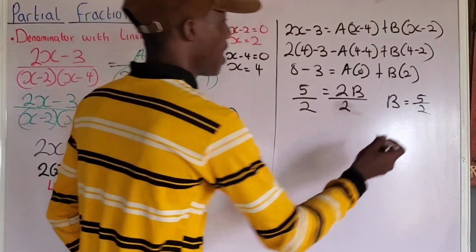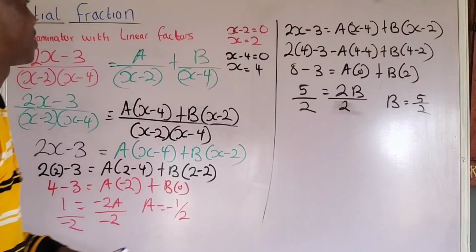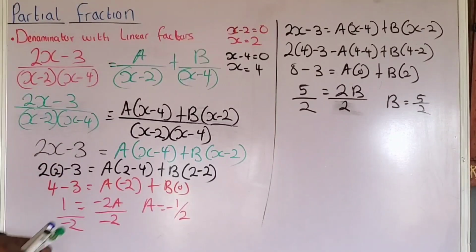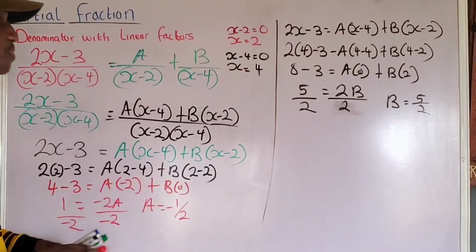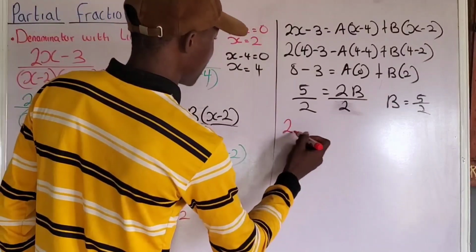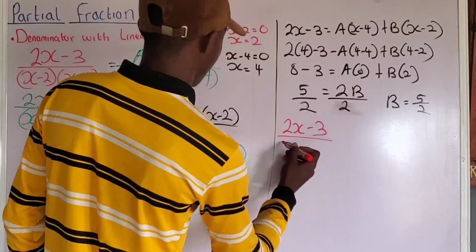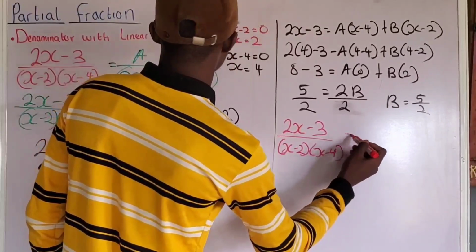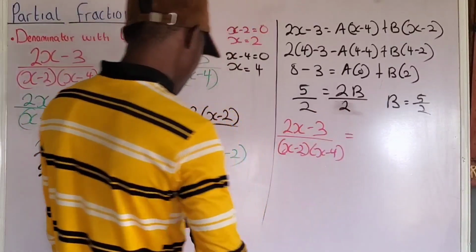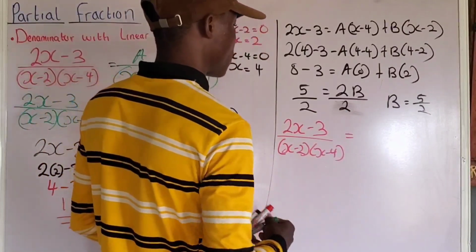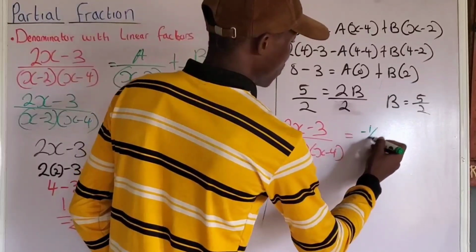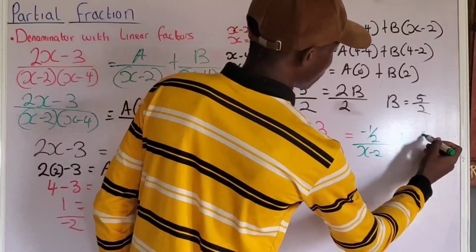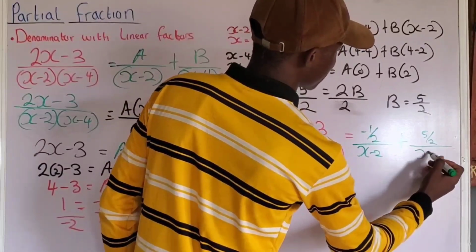You understand? Now, having done that, we have gotten the value of a and b. The next step is that I'm going to replace those values into this fraction. Now, the fraction will look like this: 2x minus 3 all over x minus 2, then x minus 4 is equal to a. a is minus 1 over 2. So I'm going to put minus 1 over 2 all over x minus 2 plus b. b is 5 over 2, 5 over 2 all over x minus 4.